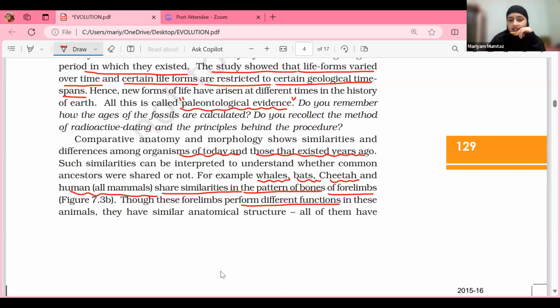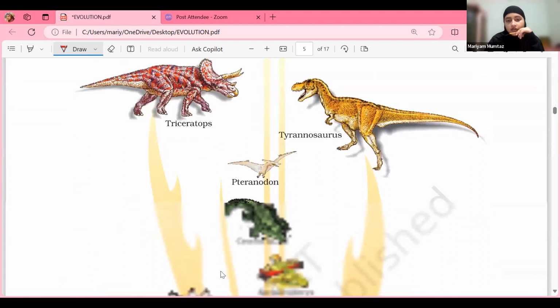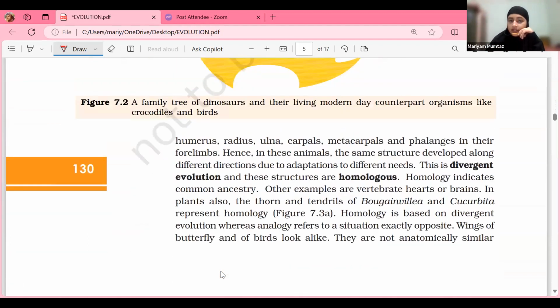This is what they're saying. So what is the bone structure? They would have humerus, radius, ulna, carpals, metacarpals, and phalanges in the forelimbs. Do you people remember what is humerus, radius, ulna, carpals, metacarpals, and phalanges? This is from 11.